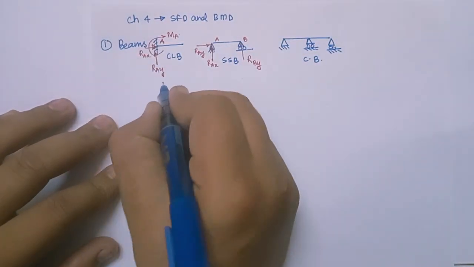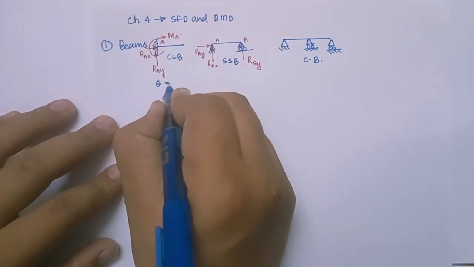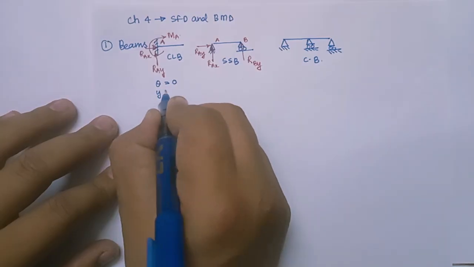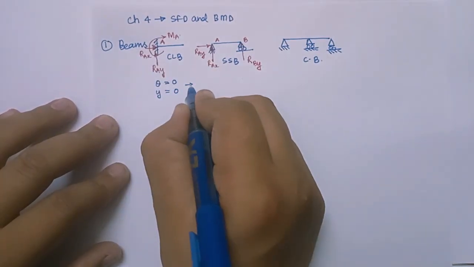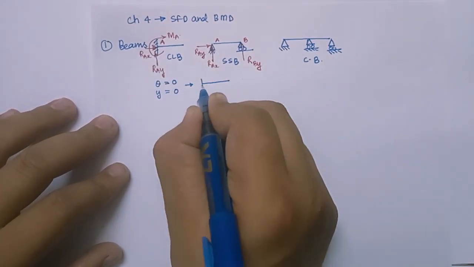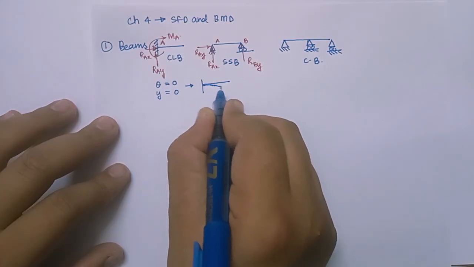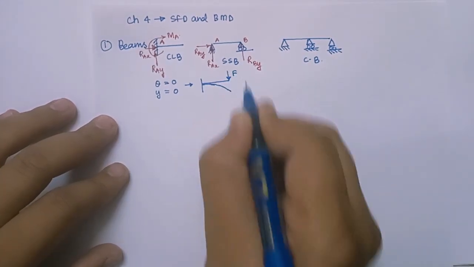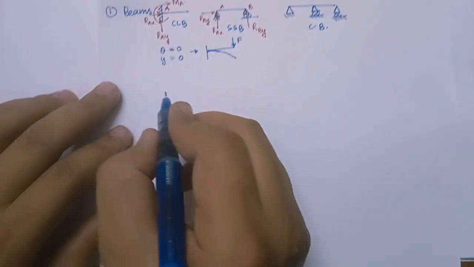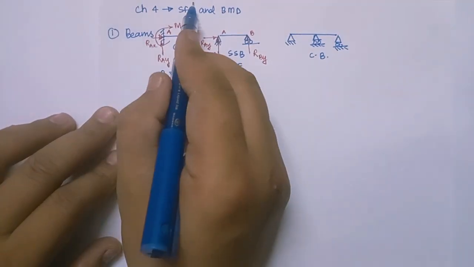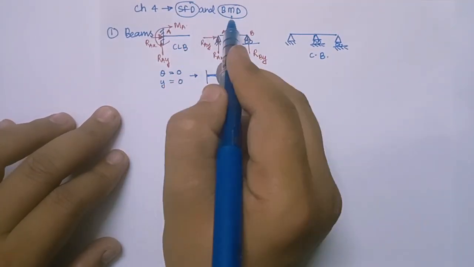Now if I talk about this point, here the slope is 0 and the deflection is 0, right? This is the fixed part. So if I draw its deformation, here the slope theta is 0, so it will be something like this, and then it will start to bend due to some force F. Clear?